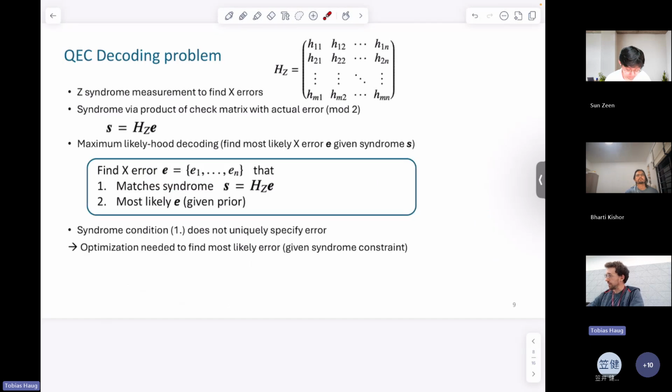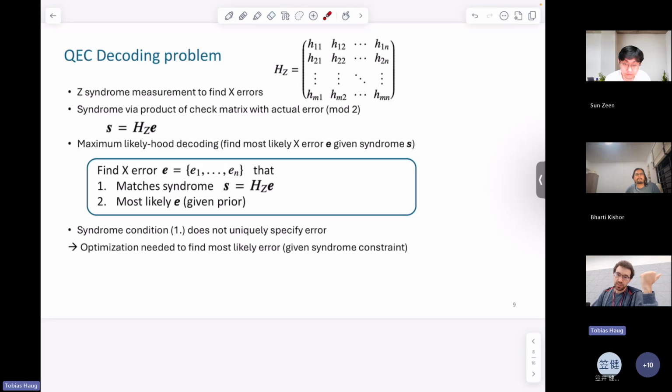Now, how do we do decoding? Let's assume some X error has happened. Then we write this in some kind of error vector E. The error vector E is a vector of length n, where the different entries correspond to whether or not errors happen. If an error happens on a particular qubit, you get a 1, else a 0. You've seen this earlier for the repetition code. This is just the same thing now in general.